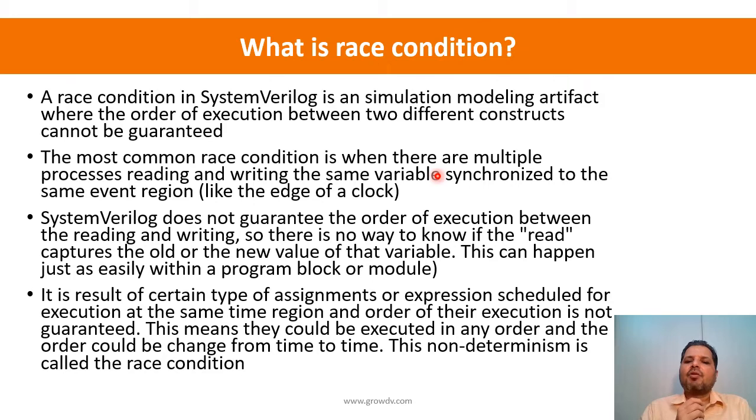Certain types of assignments or expressions which are scheduled in the same region have no guaranteed order of execution. This means the values that we see in the output can change from time to time, when we simulate again and again or across simulators. So this non-determinism is finally the problem of race.